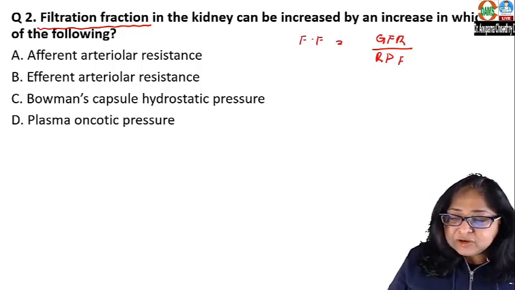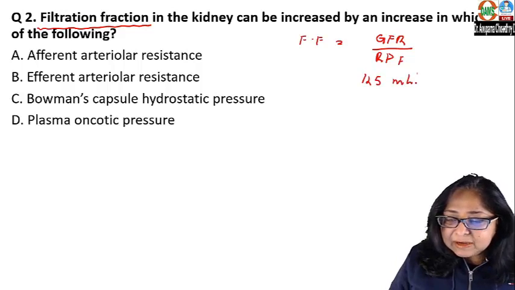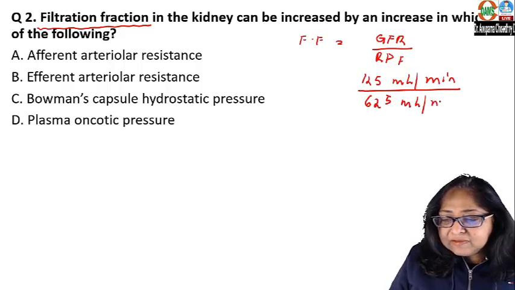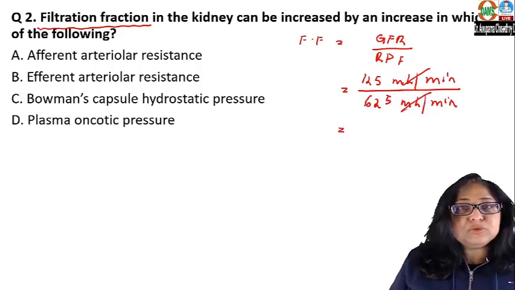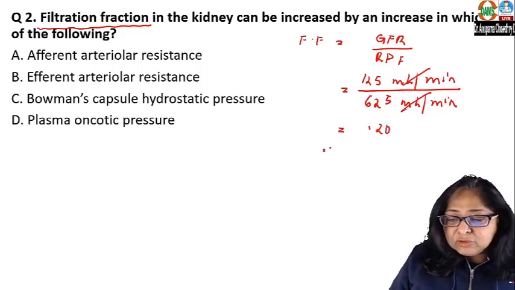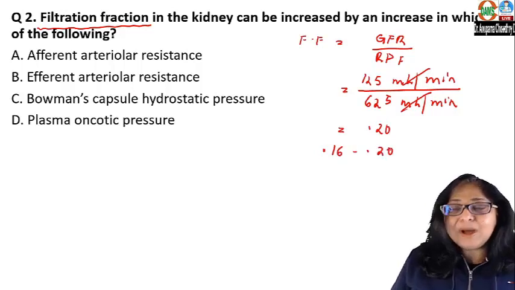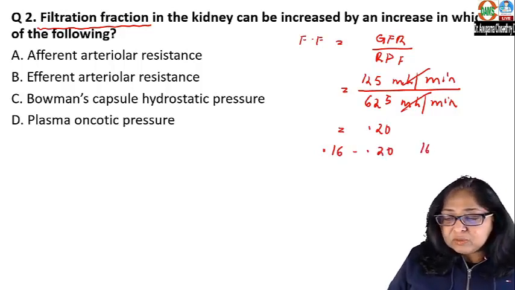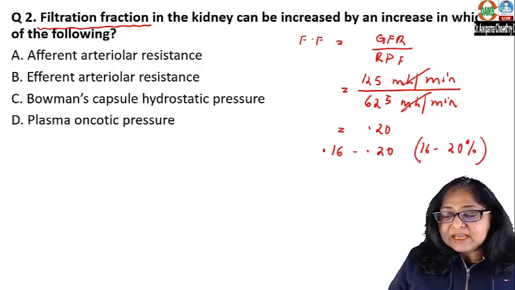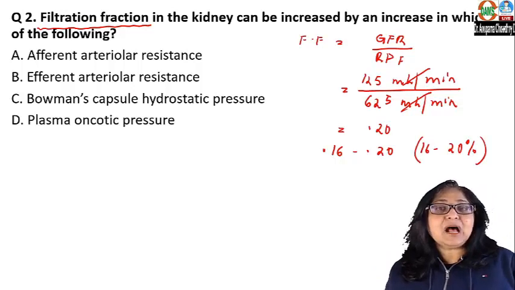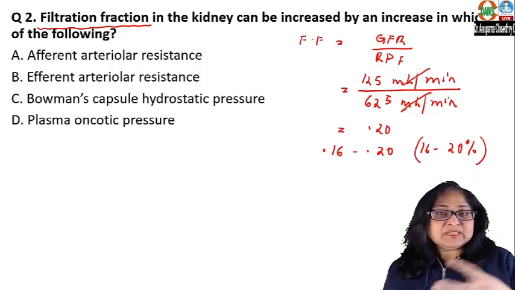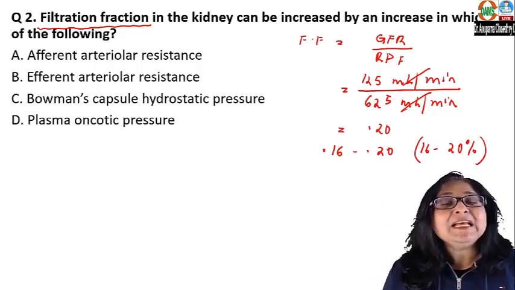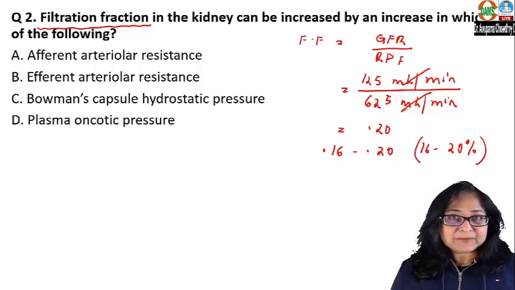Now, how much is normal GFR? Normal GFR is 125 ml per minute. And how much is normal renal plasma flow? This is 625 ml per minute. So that means what is my normal filtration fraction? If you solve this, this is about 0.20, though the range for filtration fraction is 0.16 to 0.20, which can also be written as 16 to 20%. Basically, filtration fraction of 20% means that out of the entire amount of plasma which flows into the kidneys in unit time, 20% is filtered to form the glomerular filtrate, right?